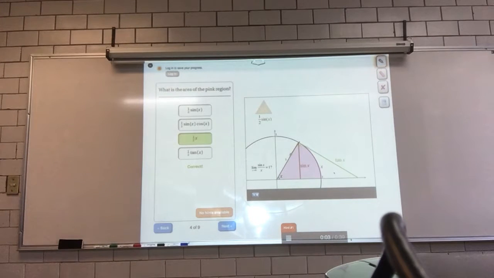This purple area is a sector of a circle. The circle has radius 1 here. So the area of a total circle is going to be pi times the radius squared. But we only want a fraction of it. What fraction do we want? Well, this angle is x, and the total amount of angle in a circle is 2 pi. So the amount that we want is x over 2 pi of a full circle. Again, remembering that the radius here is 1, we're left with 1 half x.